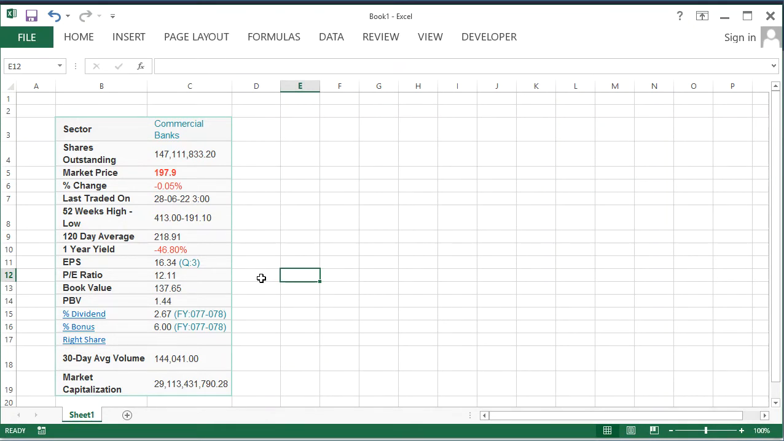So let's see how PE is calculated. The market price is 197 divided by the earnings per share, which is 16.34. It will give us a value here. Because in here we have quarter 3 in the brackets, which is not the numerical term. So yeah, 12.11 is the PE, and you can see here the 12.11 is stated. So book value is under 37.